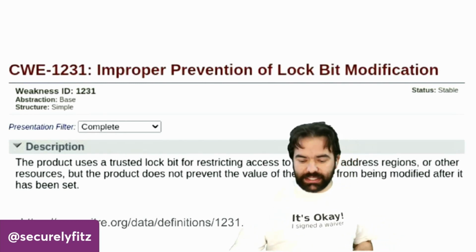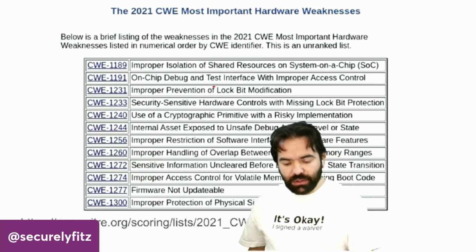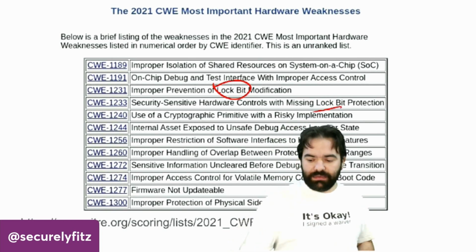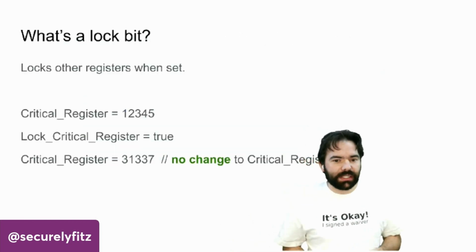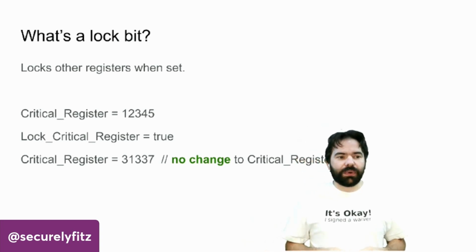So this sounds like a bad idea. That's the one I'm choosing, but there are a lot of other references to lock bits in these top 10 and even other common weaknesses, so I'll go through a few of those. So what's a lock bit? It locks other registers when it's set.